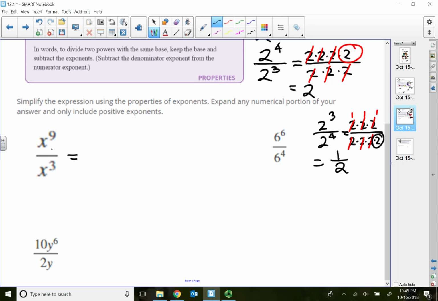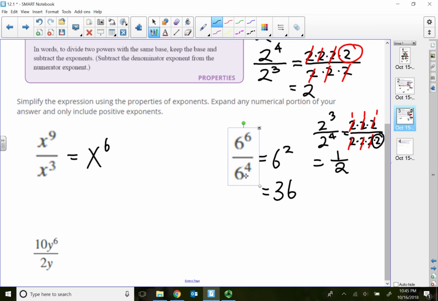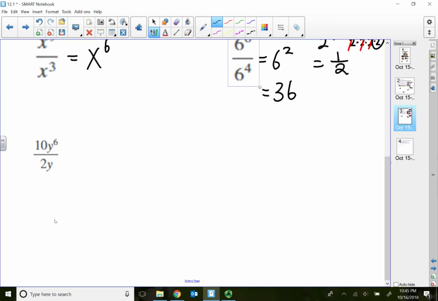Nine x's on top, three x's in the bottom. When they cancel out, that means there should be six of those x's being multiplied on the top. That's how we see it. Real quick, I have six 6's being multiplied on the top and four of those 6's being multiplied in the bottom. When they cancel out, top and bottom, the bases are the same, so we subtract the exponents. That leaves me with two of those 6's on top. So 6 times 6 is 6 squared, and 6 squared is 36. For a numerical value, we have to actually evaluate it.